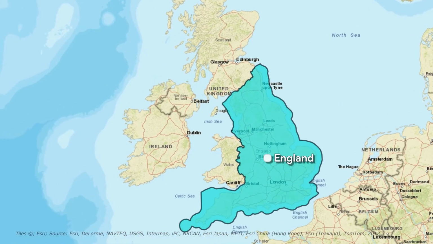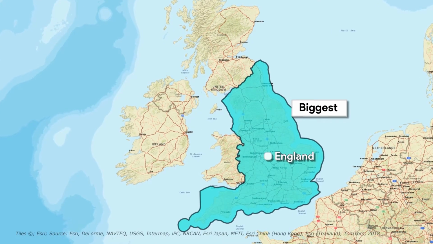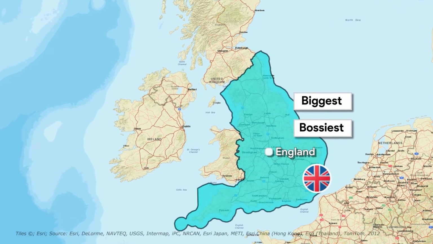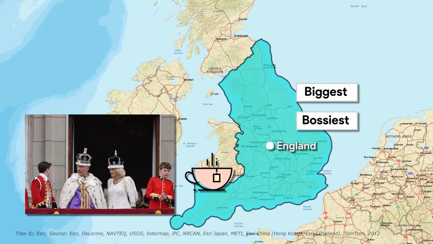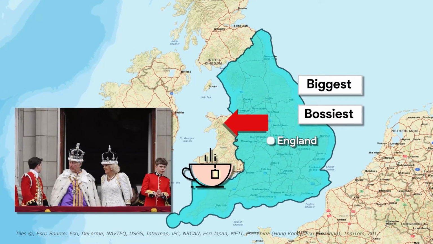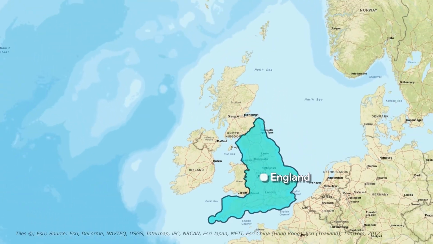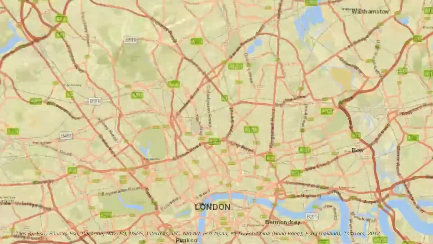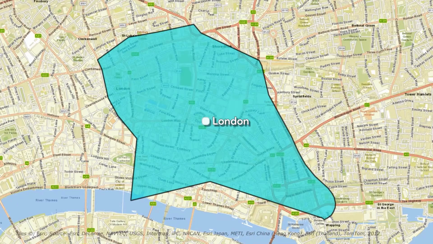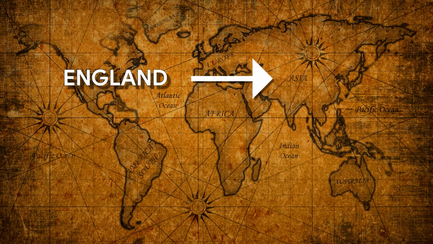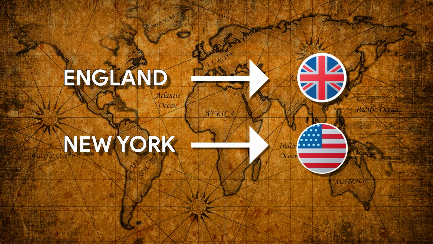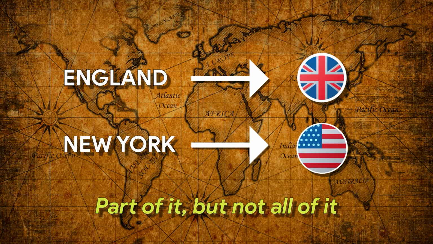Now, to England, the biggest and, some might say, the bossiest sibling in the UK family. It's famous for tea and the royal family, and people think it's the same as the UK. However, it's not. England is a country within the UK, and it's where you'll find the bustling capital, London, also the UK's capital. Confused? Just remember, England is to the UK what New York is to the USA. Part of it, but not all of it.